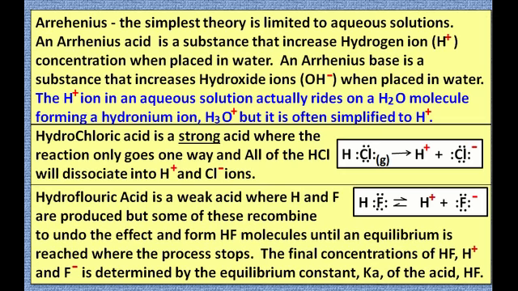Hydrofluoric acid is a weak acid where H and F are produced, but some of these recombine to undo the effects and form HF molecules until an equilibrium is reached where the process stops. The final concentration of HF, H, and F ions is determined by the equilibrium constant Ka of the acid HF.